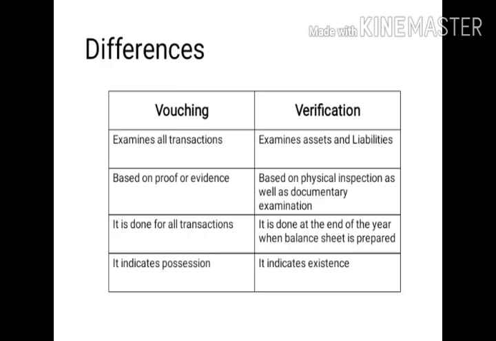Thirdly, vouching is done for the transactions of a whole year, but verification is done at the end of the year when the balance sheet of the company is prepared. Finally, vouching indicates that a particular asset must be possessed by the concern, and verification indicates the existence of the asset and liability at the balance sheet date.